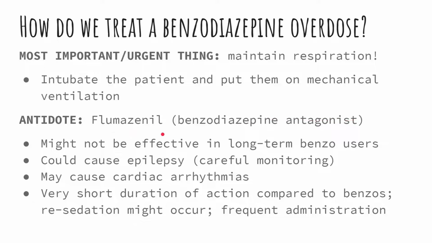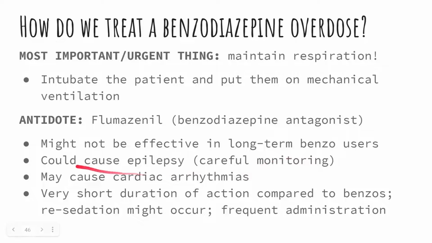Now, flumazenil is a very controversial drug because of multiple reasons, which we're going to see now. First, it might not be effective in long-term benzo users. If the patient has a benzodiazepine overdose and has been a long-term user of benzos, the flumazenil might not be very effective for these patients.